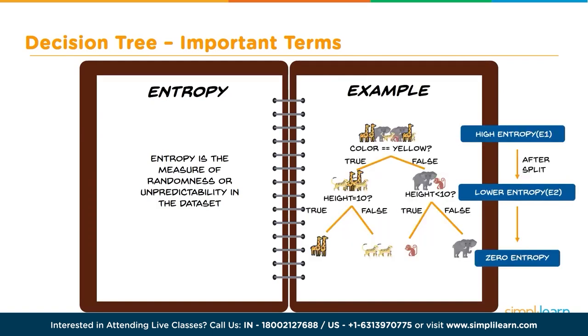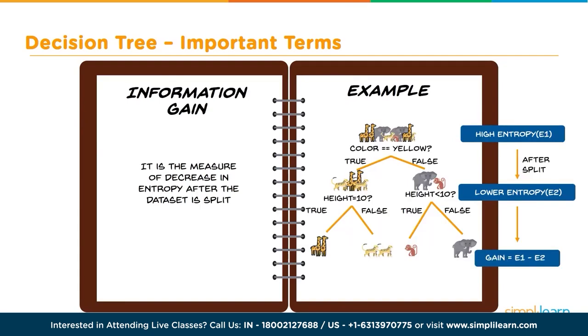So as we start splitting it into subgroups, we come up with our second definition, which is information gain. Information gain is a measure of decrease in entropy after the data set is split. So in this case, based on the color yellow, we've split one group of animals on one side as true and those who aren't yellow as false. As we continue down the yellow side, we split based on the height, true or false equals 10, and on the other side, height is less than 10, true or false. And as you see, as we split it, the entropy continues to be less and less, and so our information gain is simply the entropy E1 from the top and how it's changed to E2 in the bottom.